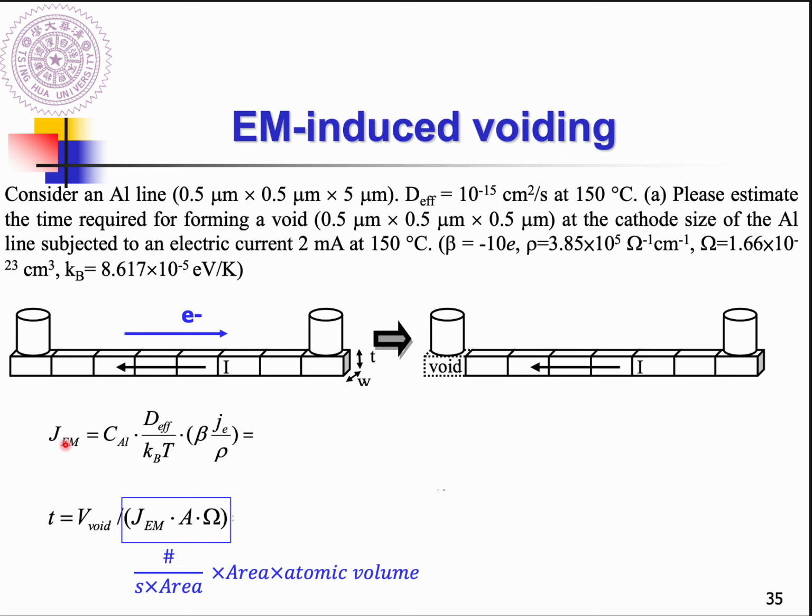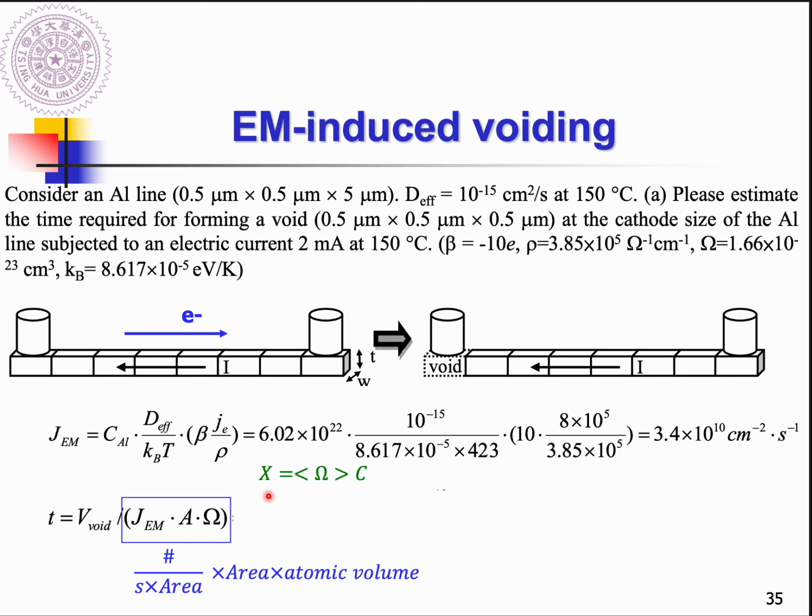And the concentration of alumina: if you check all the information, it didn't give you the concentration of alumina directly, right? What you know is that it is a pure alumina line, and it gives you omega, the average atomic volume. So based on the information you learned, the atomic fraction equals the average atomic volume times the concentration.